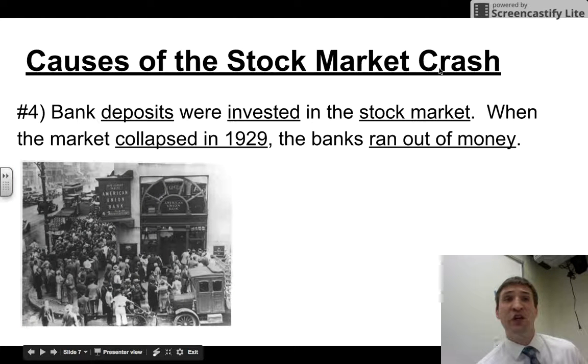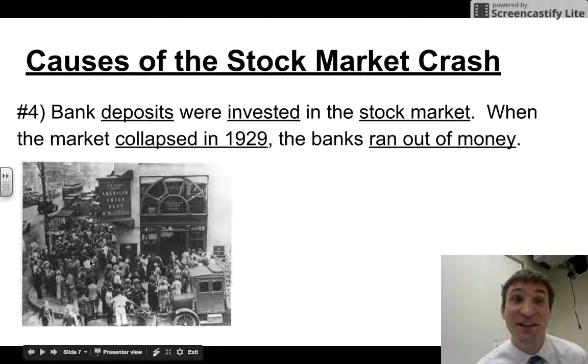Causes of the stock market crash, number 4. Bank deposits were invested in the stock market, and when the market collapsed in 1929, the banks ran out of money. And here's a bank in New York City. This is the bleak day, Black Tuesday, 1929. People want their money back, but there simply isn't any more money left in these banks. People get angry. They get desperate.